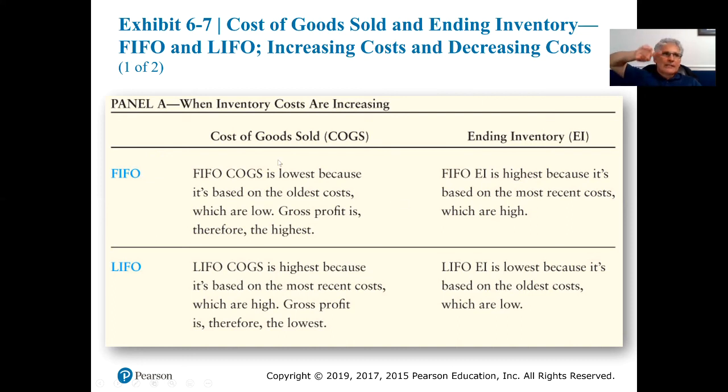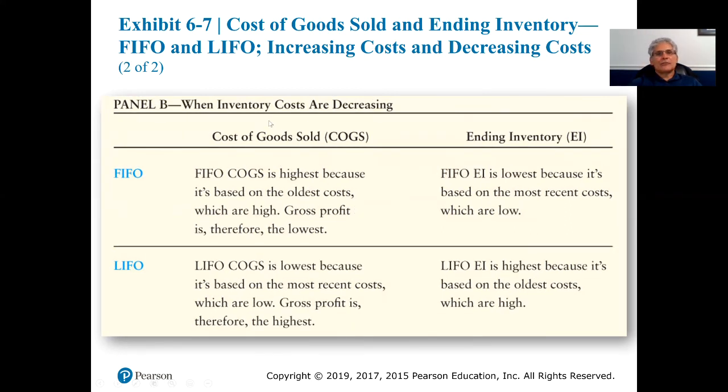If you flip it, if inventory prices are decreasing, meaning the price of product is going down, you're like, when does that happen? Well, gas as an example, sometimes the price does go down. FIFO will generate the highest cost of goods sold and the lowest profit. The ending inventory will be lower because it's going to be based on the most recent costs, which are lower.